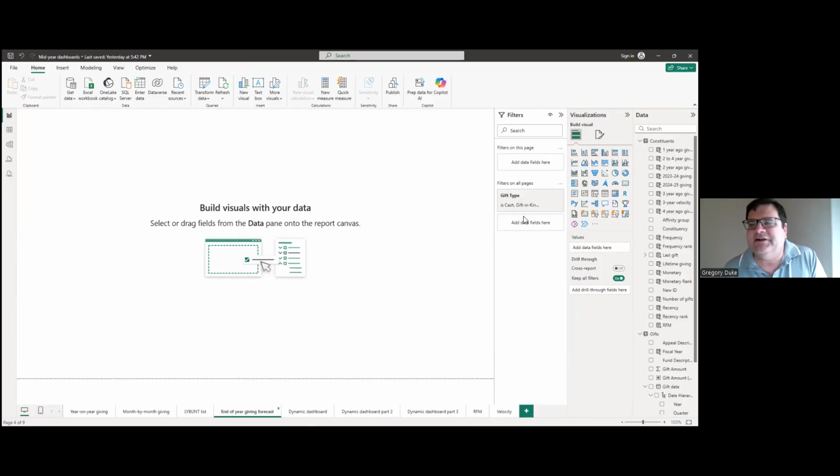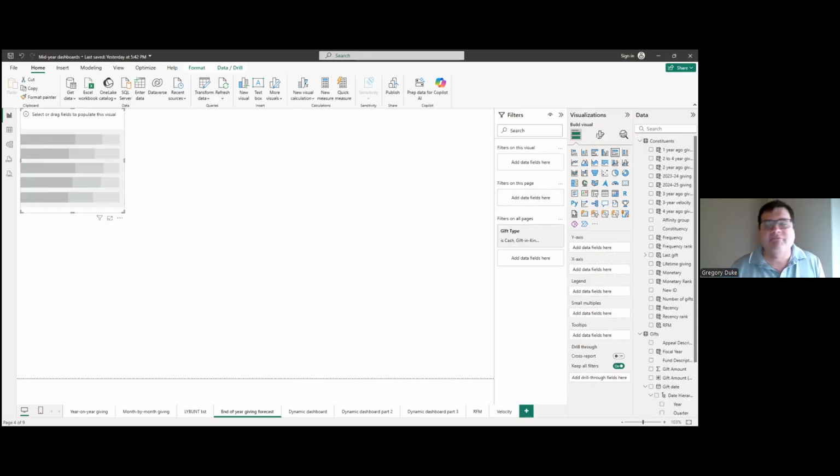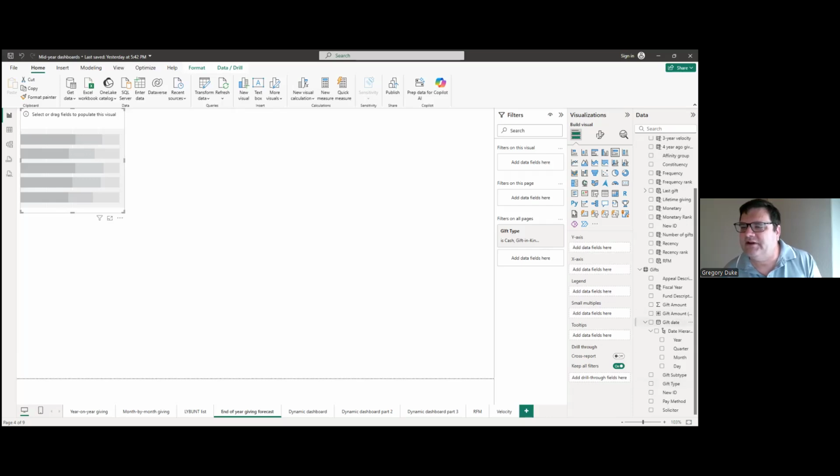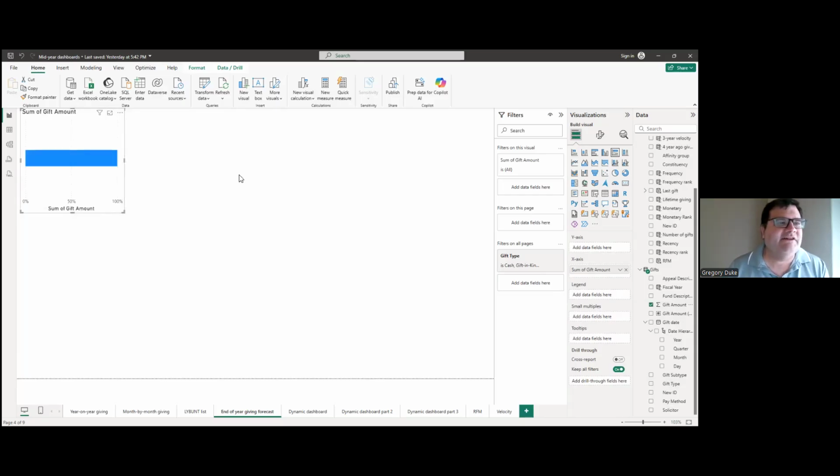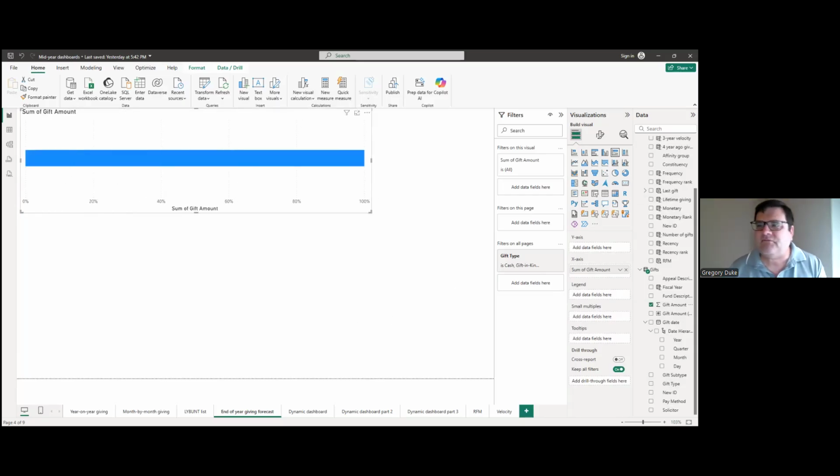So what I'm going to do here is build this end of year giving forecast by choosing a bar chart, and I'm going to do a horizontal one. And which one should I choose? I'll choose this one, the 100%. And on the x-axis, horizontal, we obviously want to look at gift amount. So right now we're seeing just a bar with 100%, because I chose the 100% bar chart.